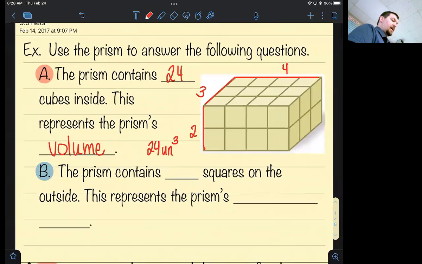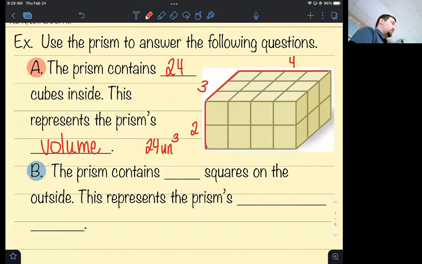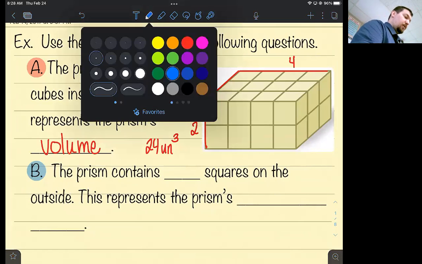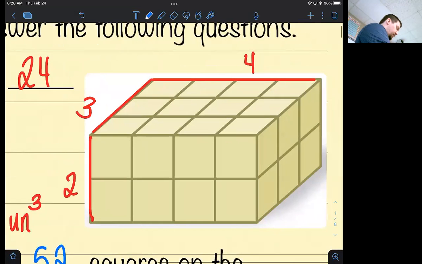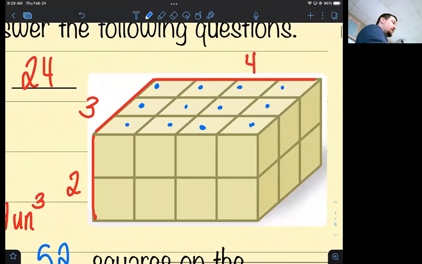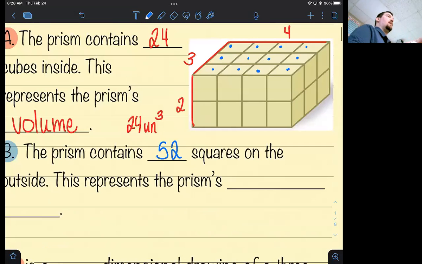So I heard some people saying 52. 52 is the number of squares there are on the outside of the shape. 52 squares. And so you can count, there are 12 squares on top. And so we can also assume there's going to be 12 on bottom. So bottom and top, we'll say 12 plus, what's 12 plus 12? 24.